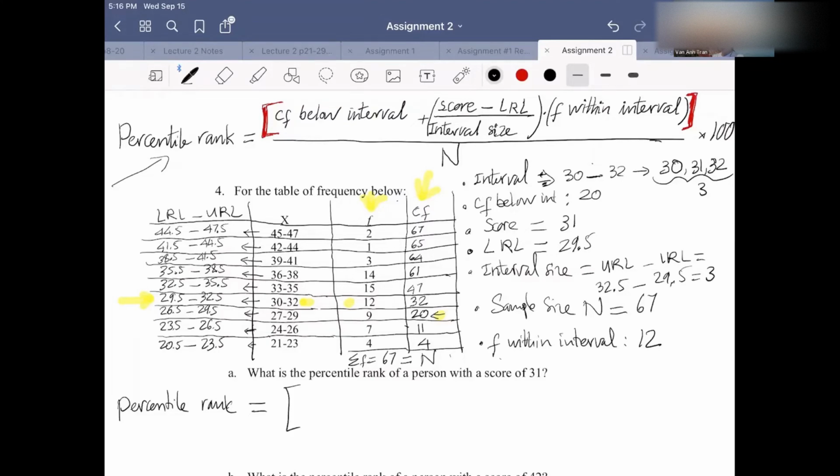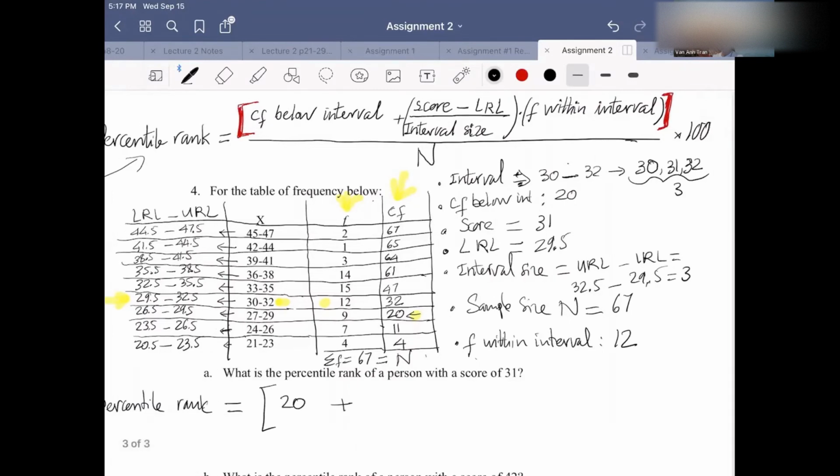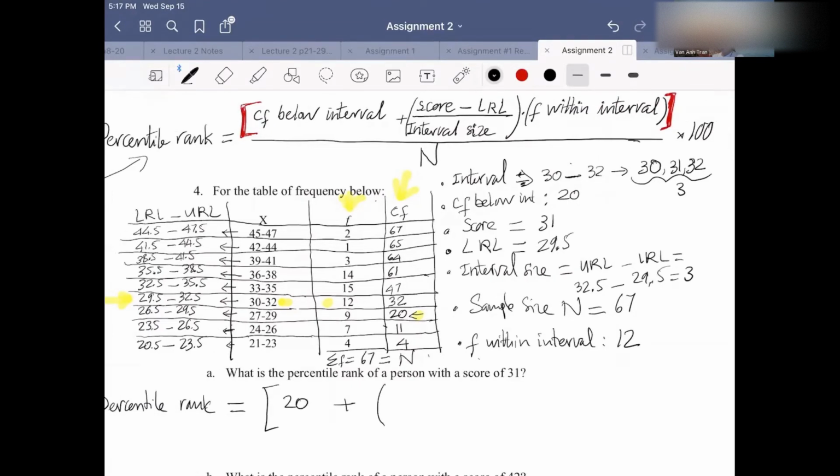So the first one is the cumulative frequency below interval. Cumulative frequency below interval is 20, okay? And then plus the score, which is 31, minus the lower real limit, 29.5, and then divided by the interval size, which is 3, and then times the frequency within interval, which is 12, okay?